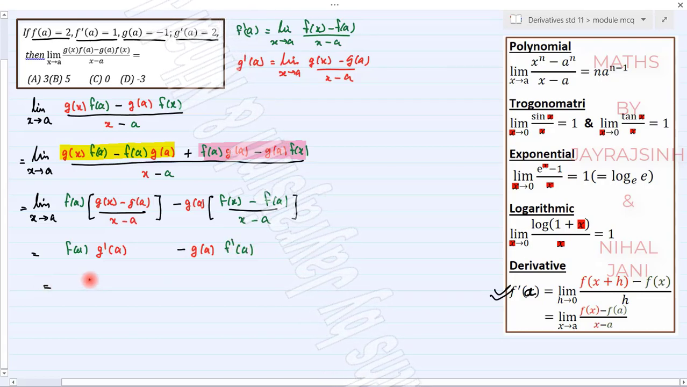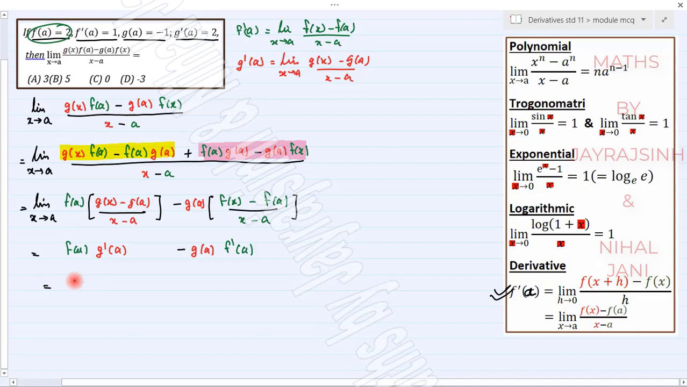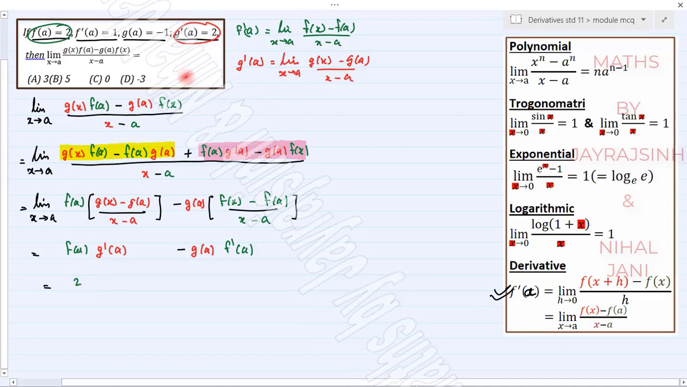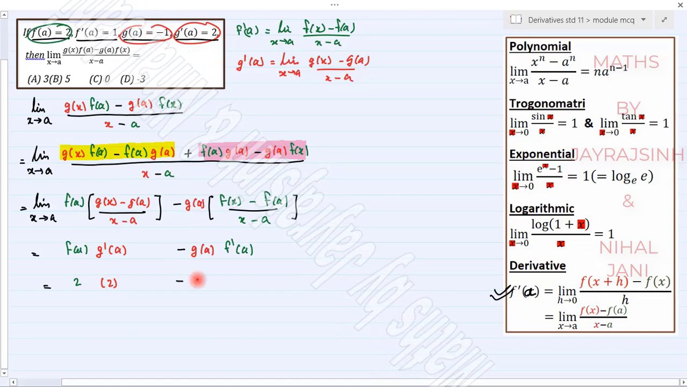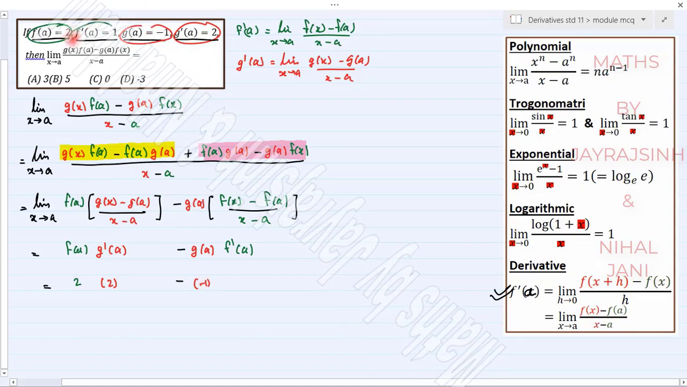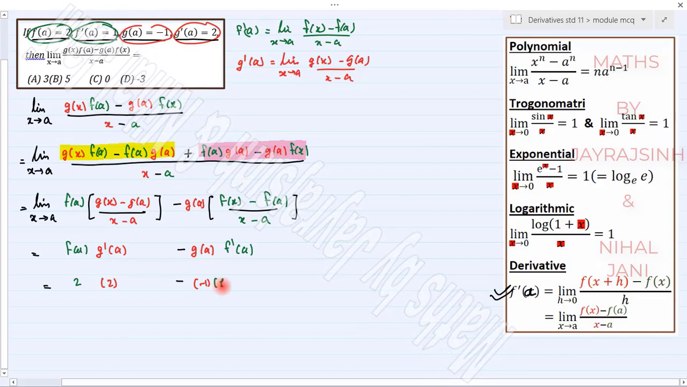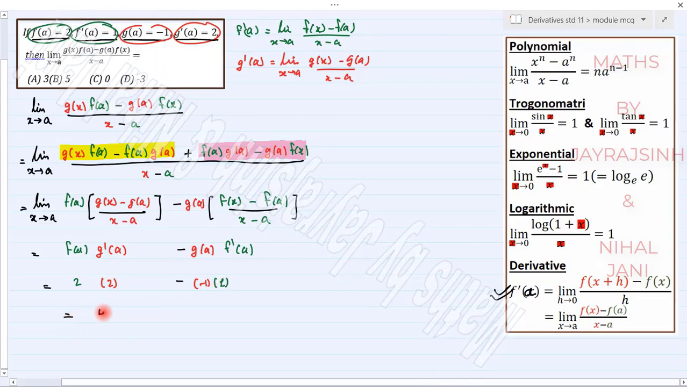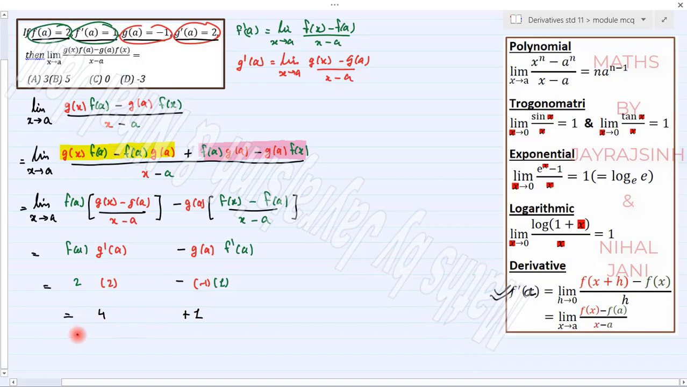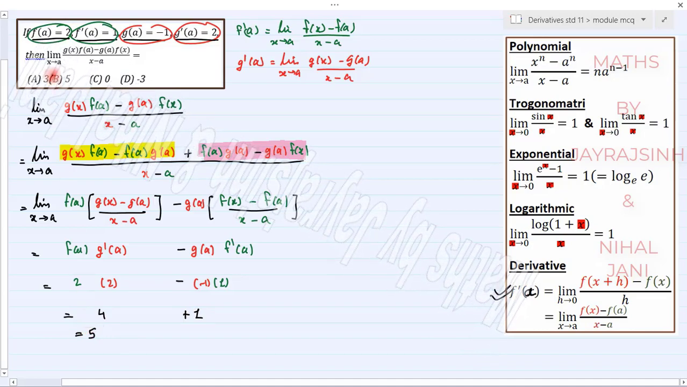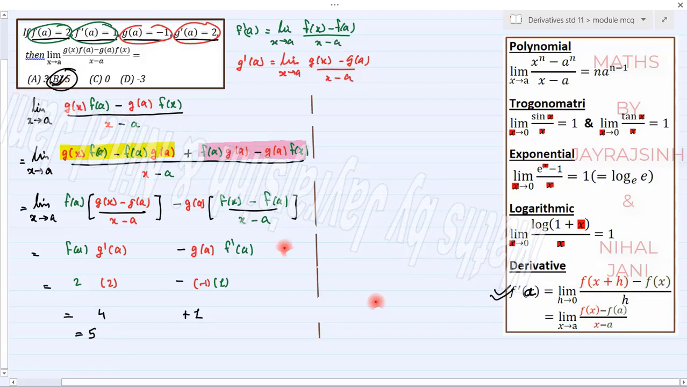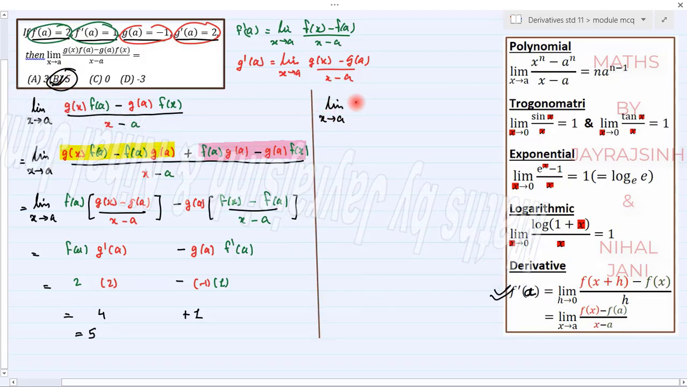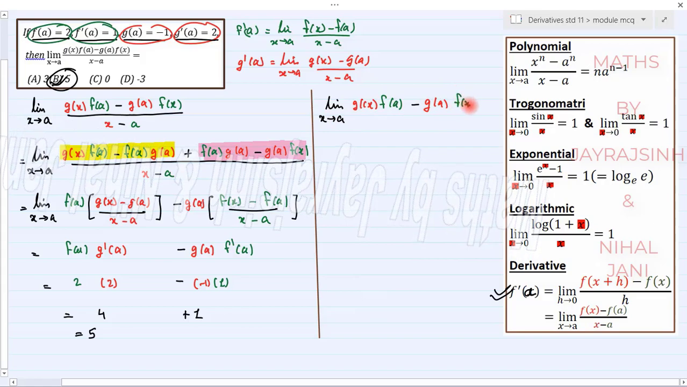Now place the values. Your f of a is 2, g dash a is also 2. Then g of a is minus 1 and f dash a is plus 1. So here we'll get 4 plus 1, or we can say 5 as your answer, which is given in option B. Now, let's try to solve the same question with the help of L'Hospital.